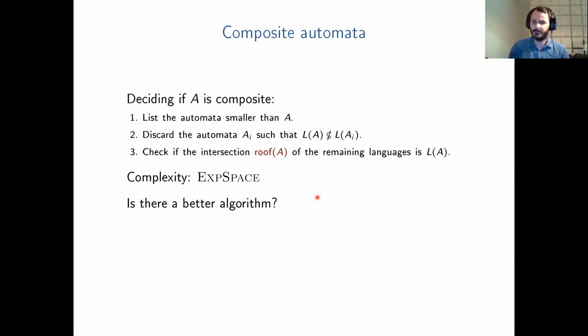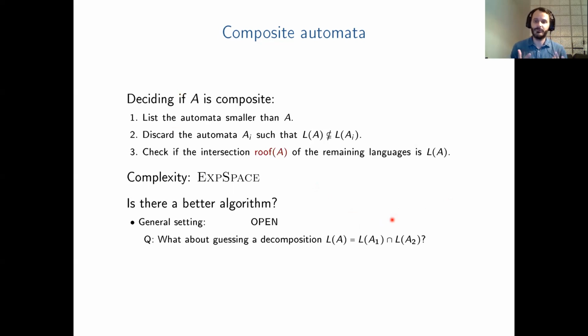Can we do better than this very basic algorithm? Well, we don't know. So a question that you might have at this point is the following. When we think about prime numbers, if we want to prove that a number is composite, we just guess a decomposition as a product of two numbers and check it. Why can't we do the same here? Why can't we just guess a decomposition of the language of A into two languages instead of having this exponential decomposition? Well, the problem is that things are not that easy when it comes to automata.